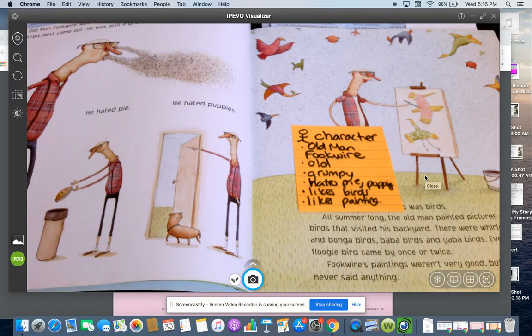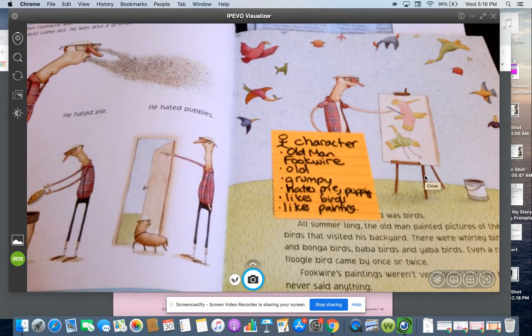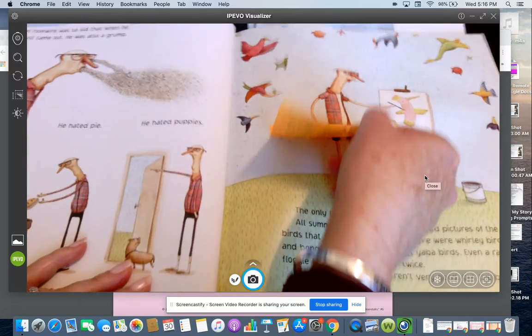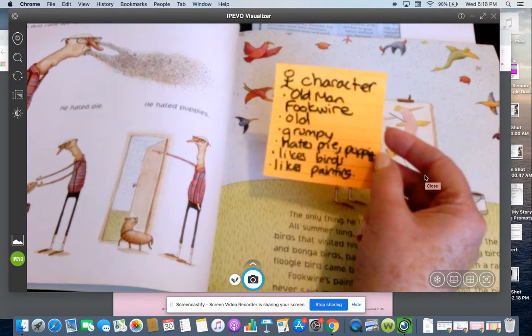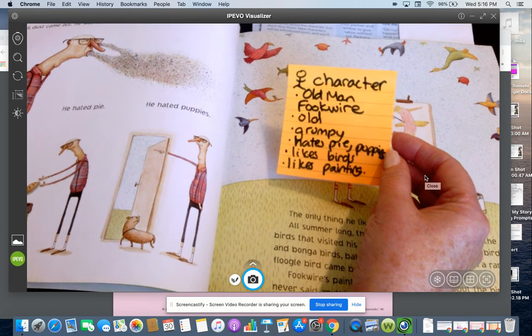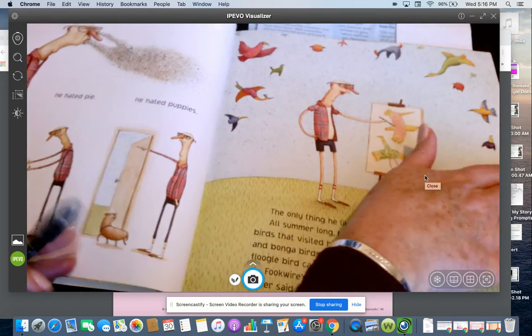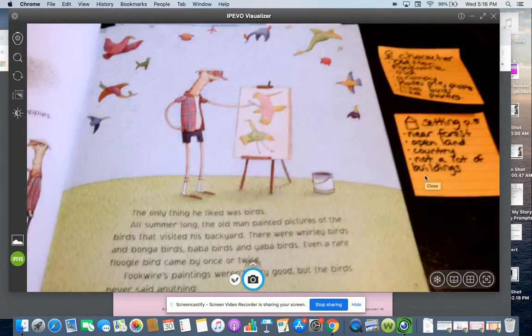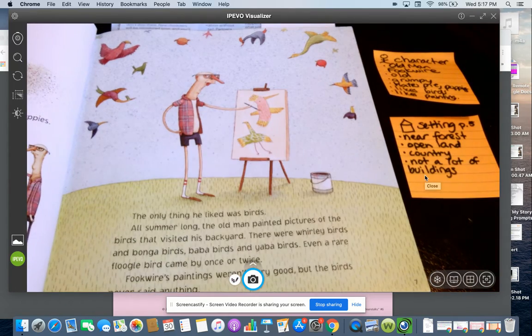So far, if I had to do a quick check and think, what is this book about so far? This book is about an old man named Old Man Fookwire, who's old, grumpy. He doesn't like pie. He doesn't like puppies, things that most people like. But he does like birds. He likes painting. And the setting of the story is near a forest and open land in the country. There's not a lot of buildings around.